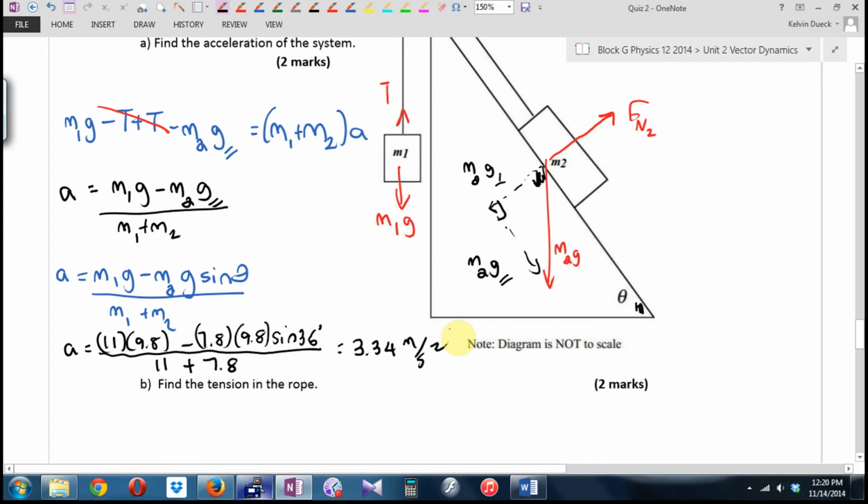Again, 2 marks if you got that. Otherwise, I would probably go half mark for the big equation, half mark for getting the A by itself, half mark for doing the trig, half mark for the answer.